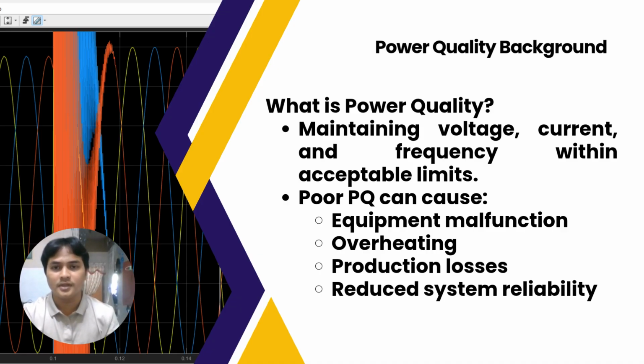So this slide shows the power quality background. I will explain about the power quality background. Power quality refers to the ability of an electrical system to provide a stable voltage, current, and also frequency to the connected load. Poor power quality can cause equipment to malfunction, overheat, and reduce efficiency, and even the system will shut down. Therefore, maintaining good power quality is very important in the modern electrical system.